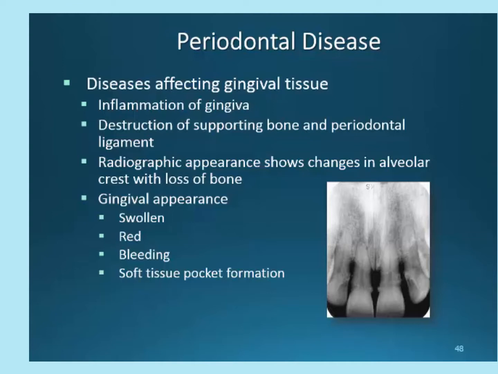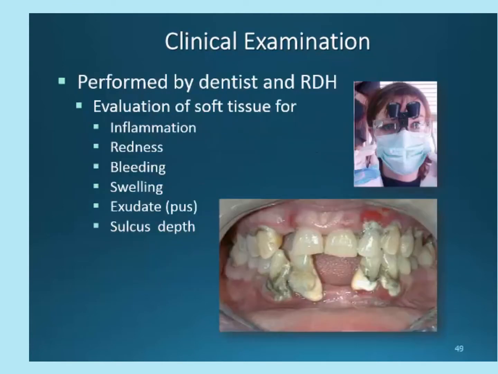The nature of a parallel technique provides an excellent visualization of the severity of periodontal disease. The lack of distortion found in this technique is why we recommend it so well. We will discuss this in more detail in the upcoming slides. During clinical examinations by dentists or hygienists, the evaluation of soft tissue will provide signs of the disease.